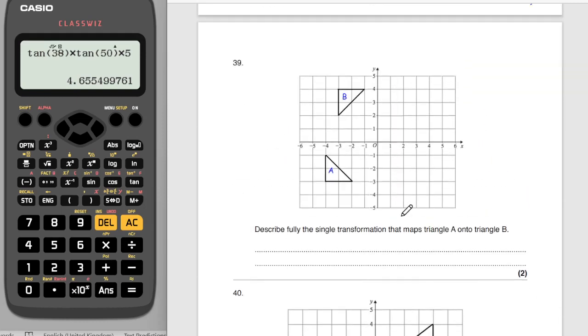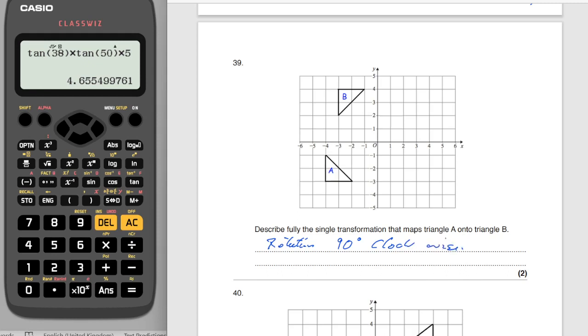Okay, describe fully the single transformation that maps A onto B. So if I'm looking at that, to go from that to that, I'm going to rotate it. So it's going to be a rotation. A onto B, I'm going to rotate it 90 degrees clockwise.